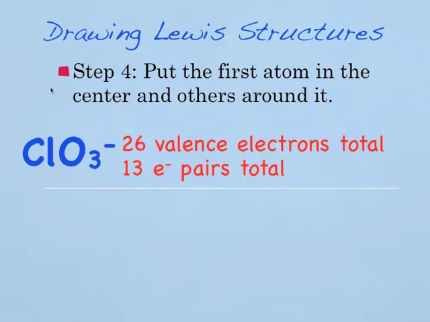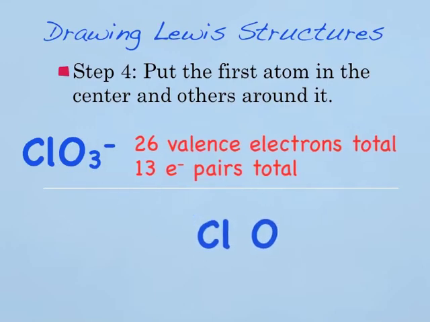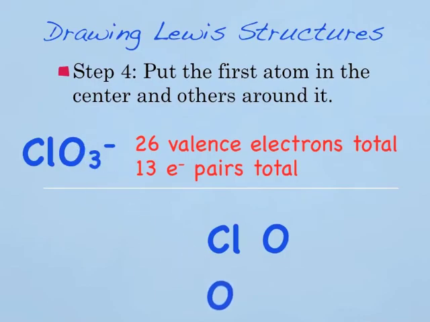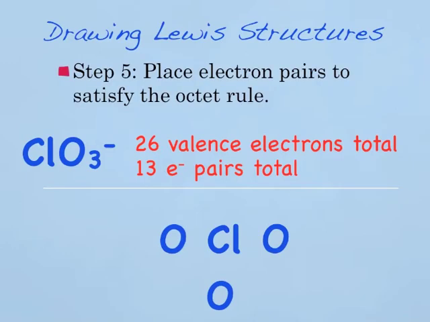So the very first step is to put the first atom in the center and others around it. So we're going to have our Cl and O, O, and O around. What we'd like to do as well in here is now figure out how we're going to place these electron pairs to satisfy the octet rule. I like to start with the most electronegative element because that's the one that's going to want the electrons the most. So that will, in this case, be chlorine. And to satisfy the octet rule, chlorine is going to need an extra. And so now I have just placed 2, 4, 6, 8 electrons around chlorine. It satisfies the octet rule for chlorine.